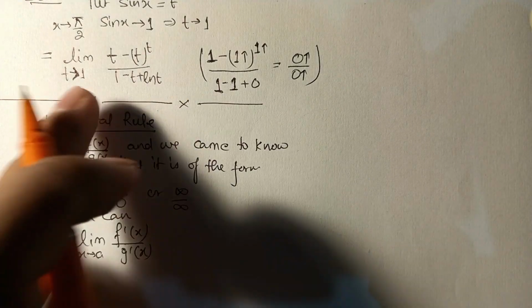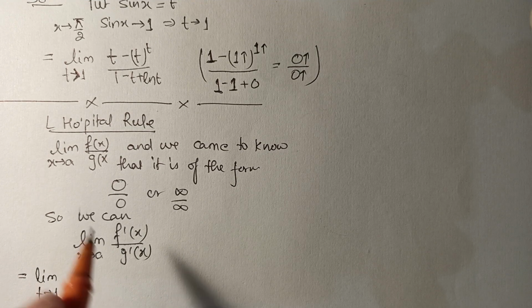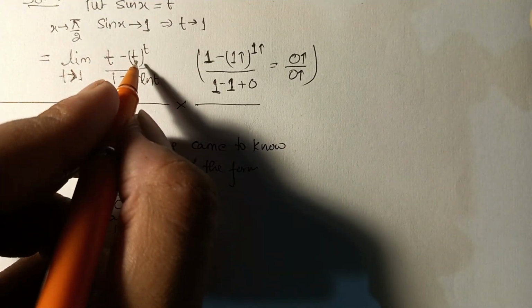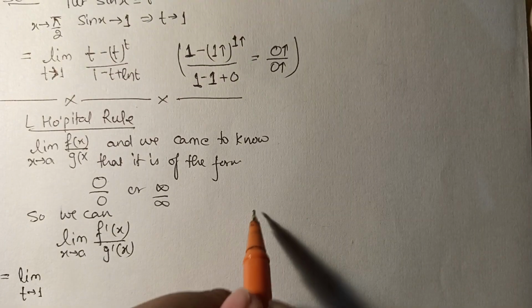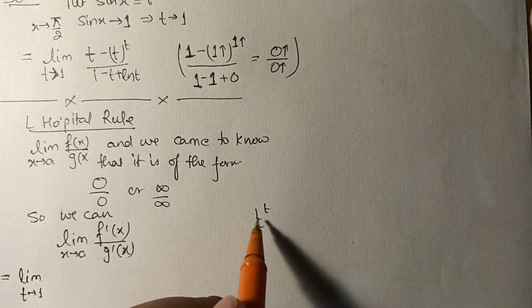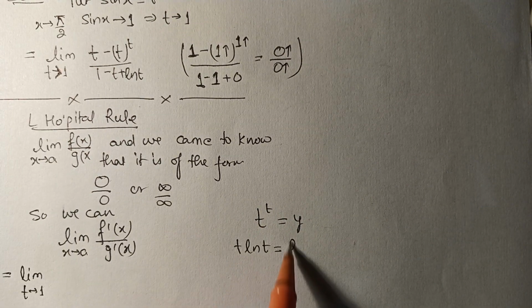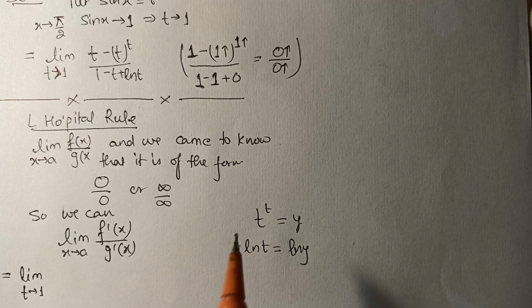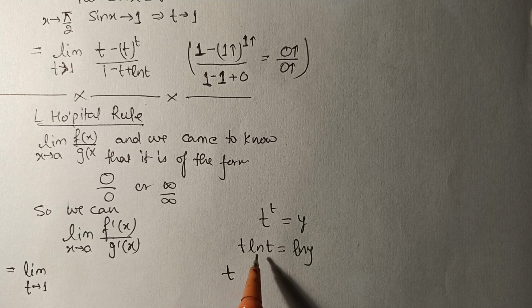Alright, now we come back to our given problem. It is the limit as t tends to 1. We differentiate it. For the differentiation of t raised to power t, I am doing it here on the side. Let t raised to power t be y. Take log both sides: t ln t is equal to ln y. Differentiate with respect to t. We'll apply the product rule: t into the differentiation of ln t, which is 1 by t, plus ln t, and the differentiation of t is 1.